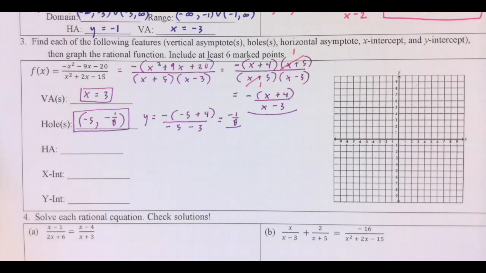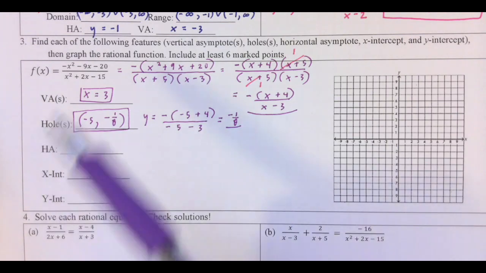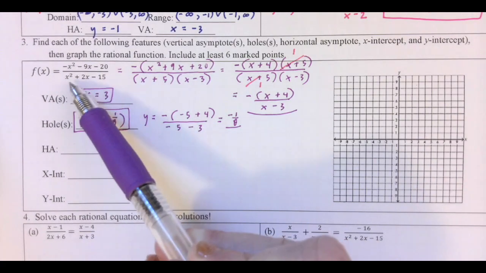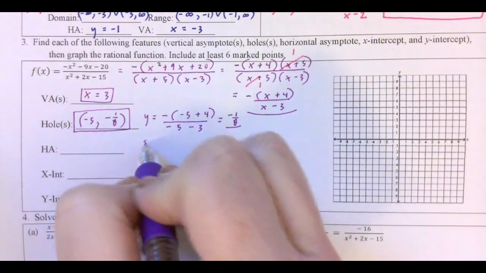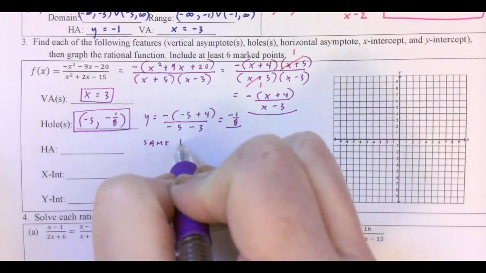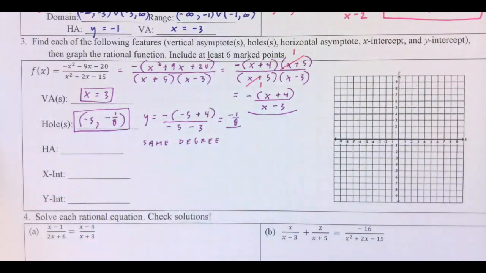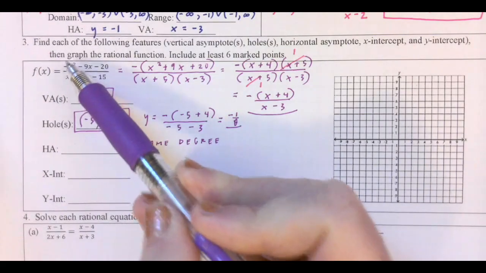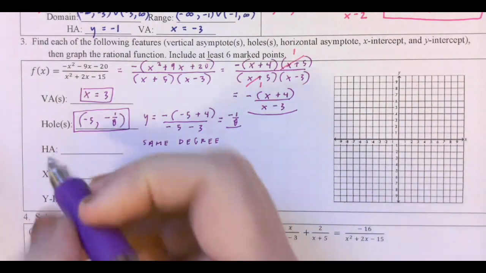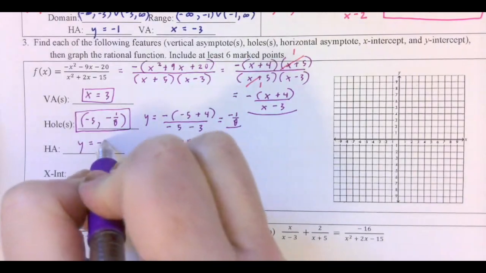Okay, my horizontal asymptote: is it top heavy? Then I wouldn't have any horizontal asymptote. Is it bottom heavy? Do I have a bigger degree term on the bottom? Then it would be y equals 0. Or is it the same degree? Here it's the same degree because I have a quadratic over a quadratic. So when it's the same degree, we divide out those leading coefficients. So a -1 divided by a +1 is just a -1. So y equals -1.